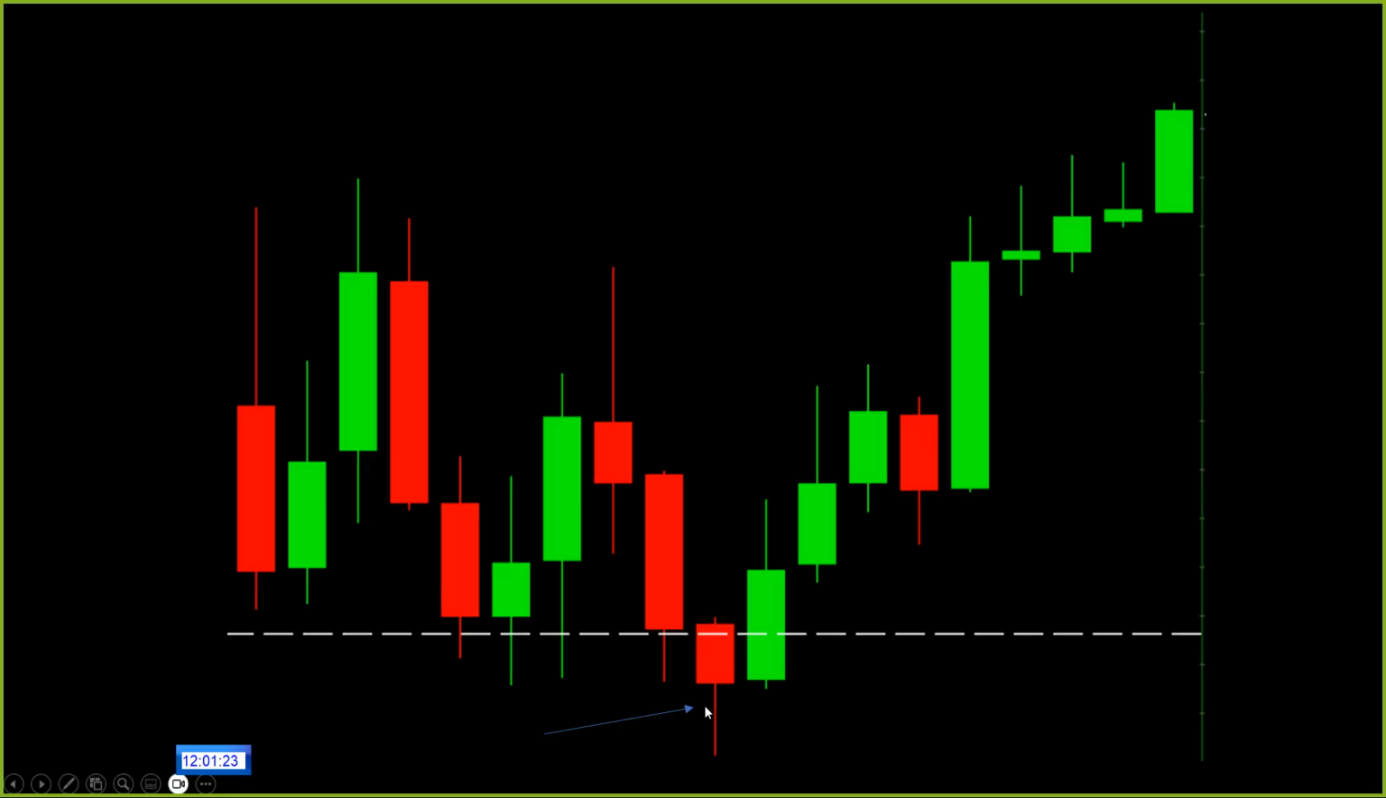Your entry was down here for a short. But look at what it did, and this is why you want to be able to read price action and zoom out and see what's happening here.